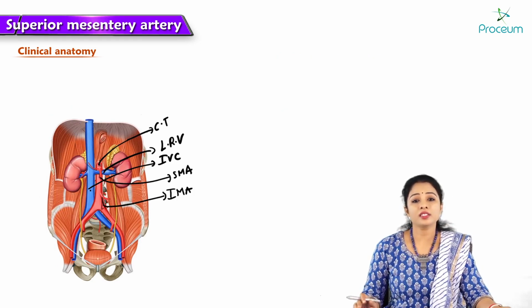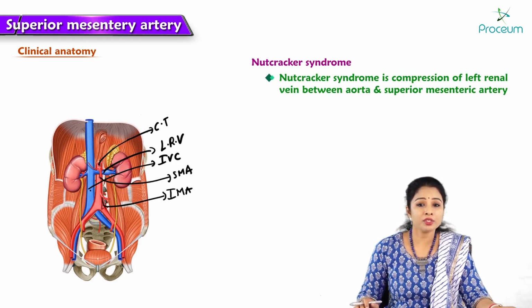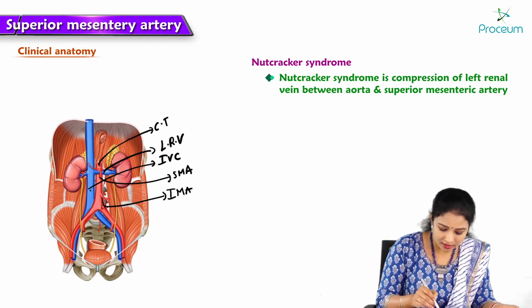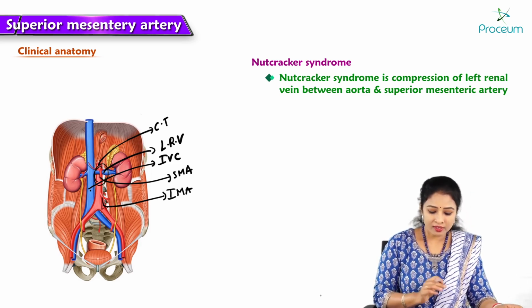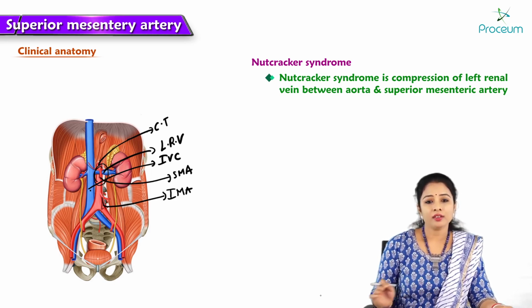The next condition is the nutcracker syndrome. Nutcracker syndrome is the compression of the left renal vein between the aorta and the superior mesenteric artery. So we can see here, at this point, the left renal vein is compressed between the superior mesenteric artery and aorta.